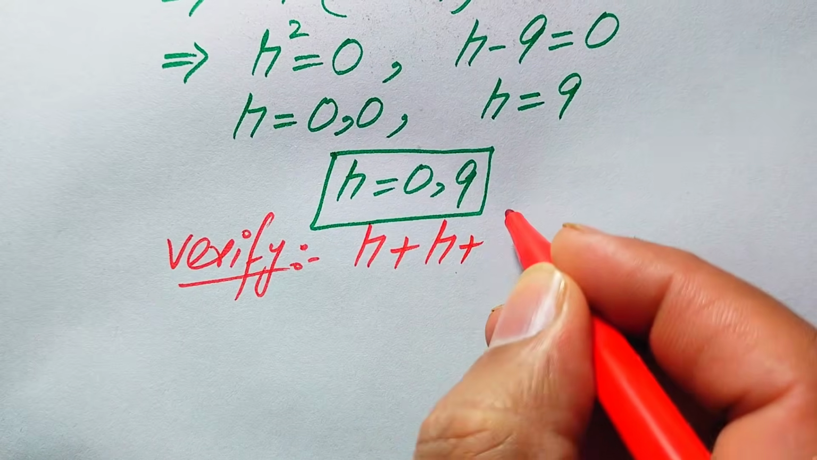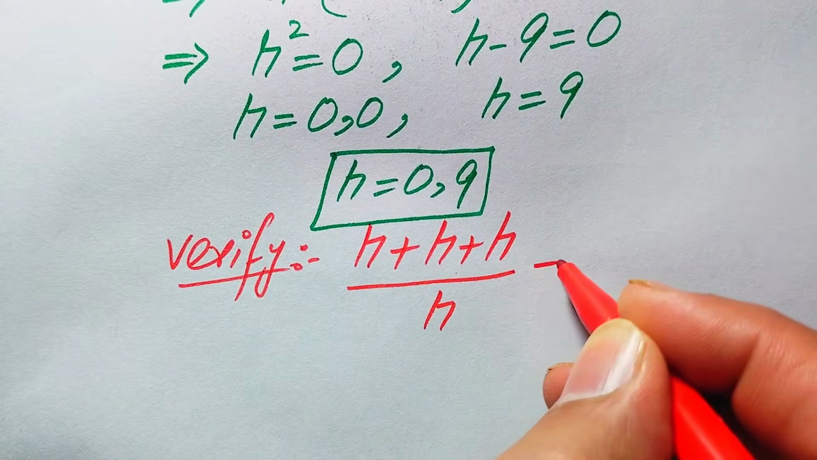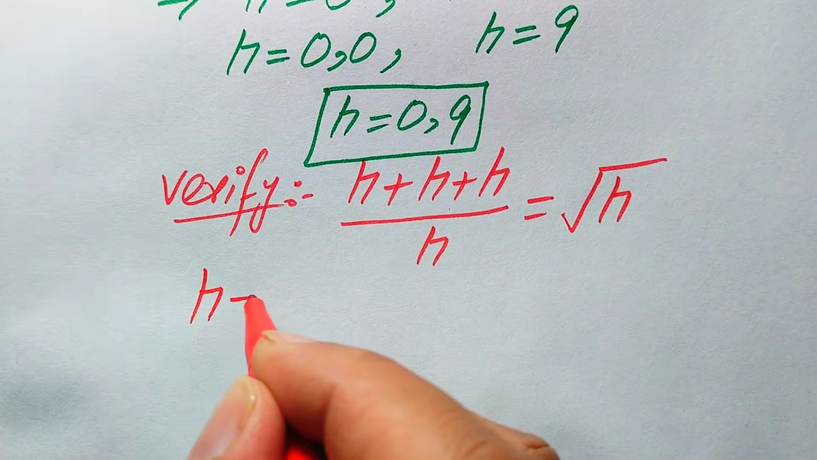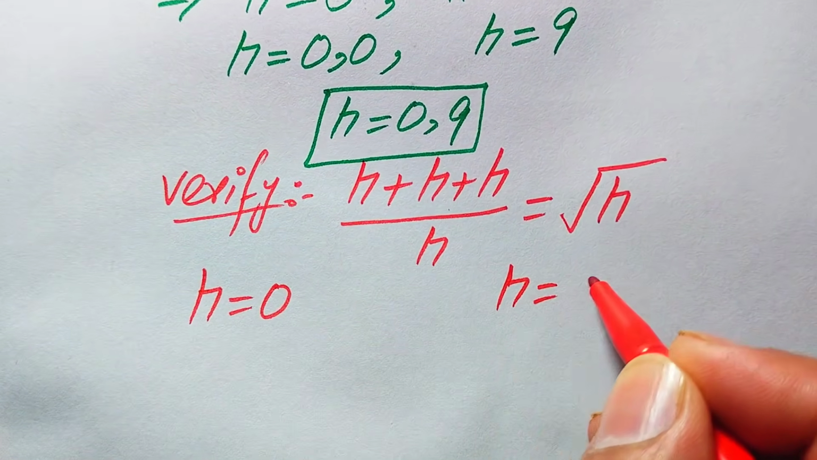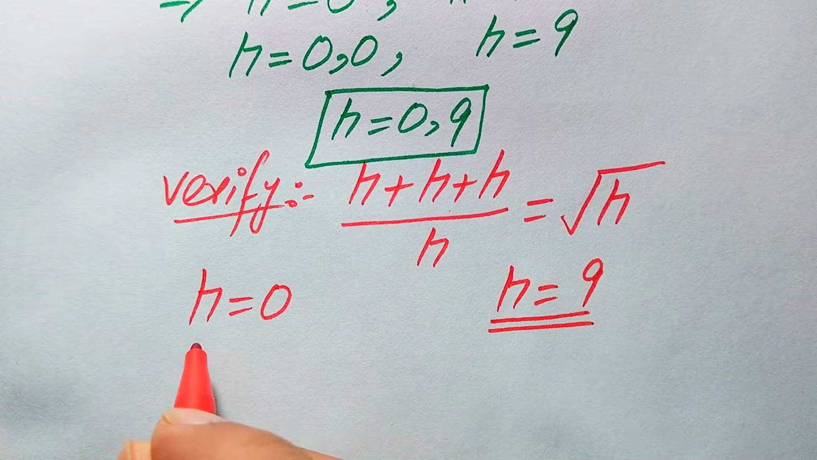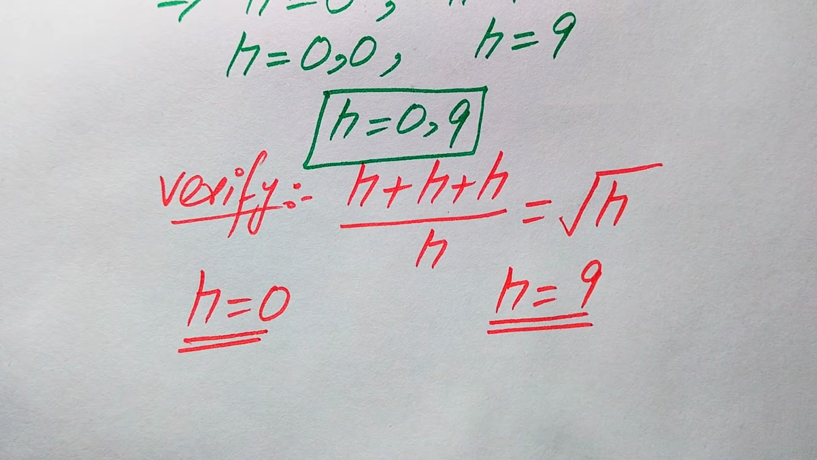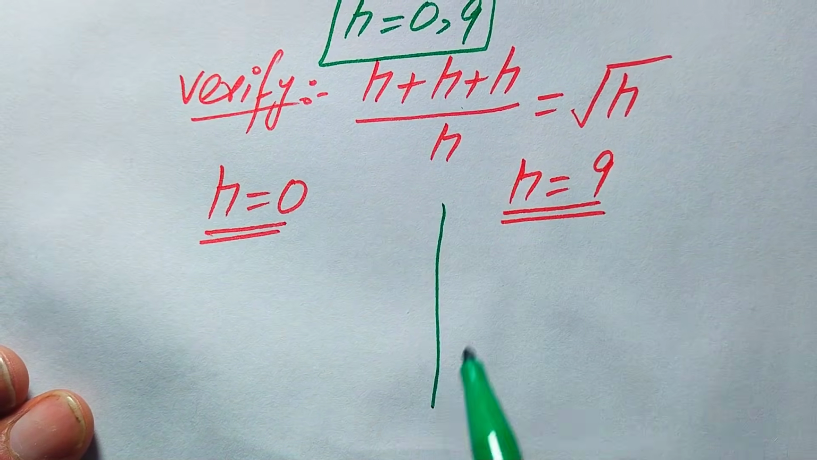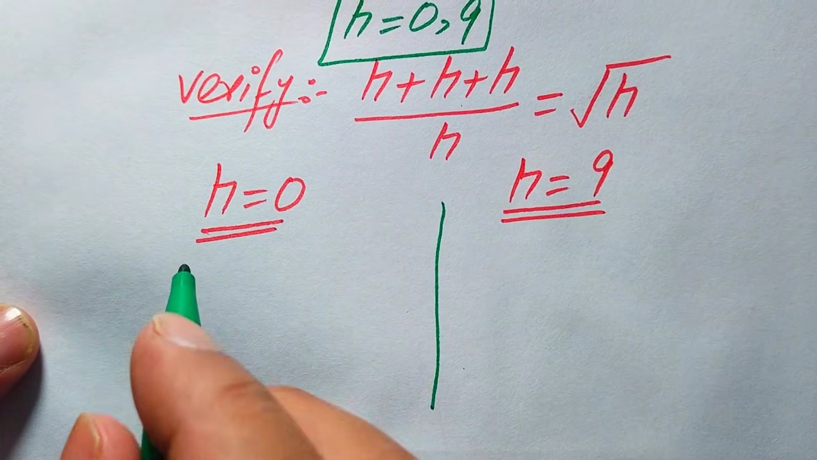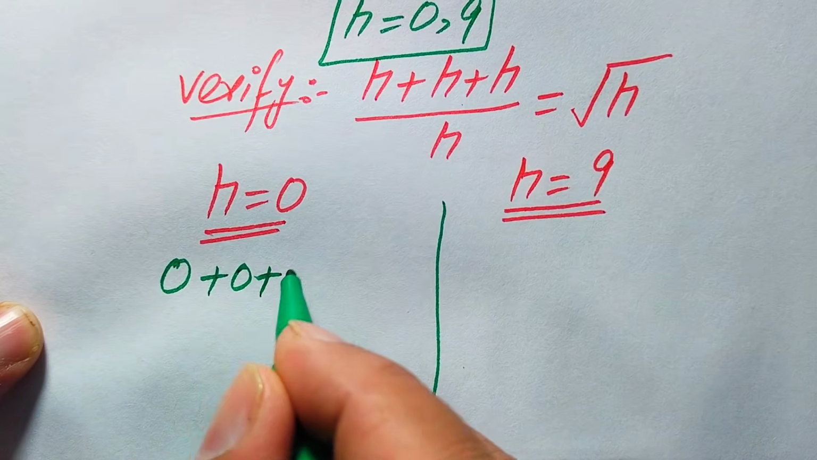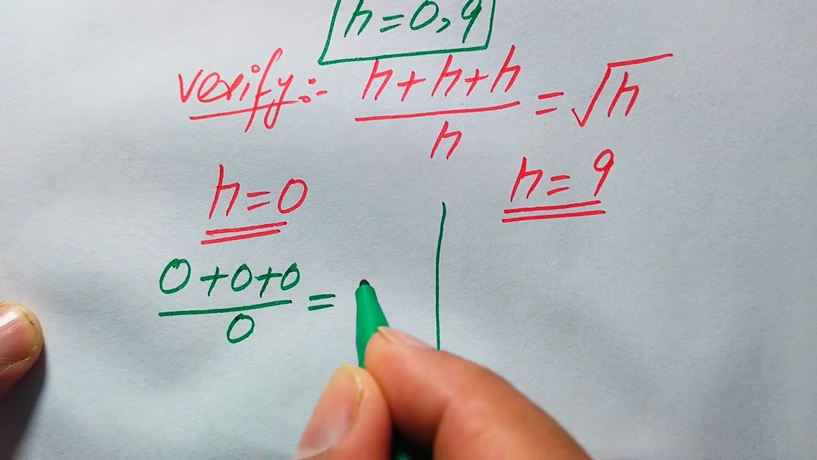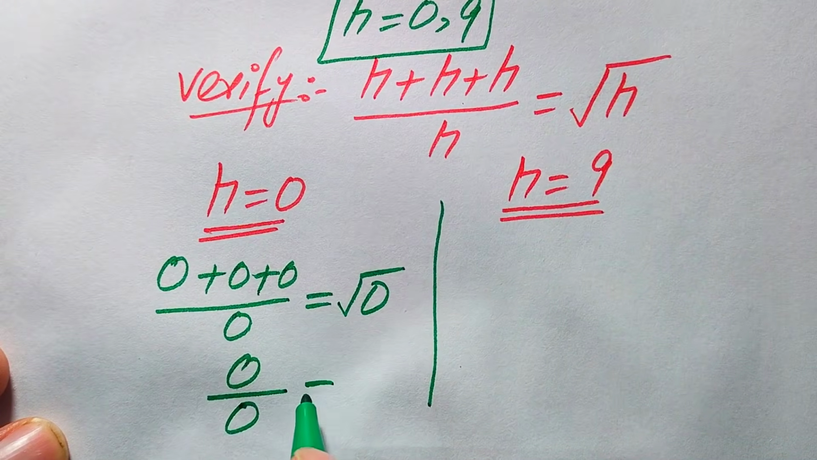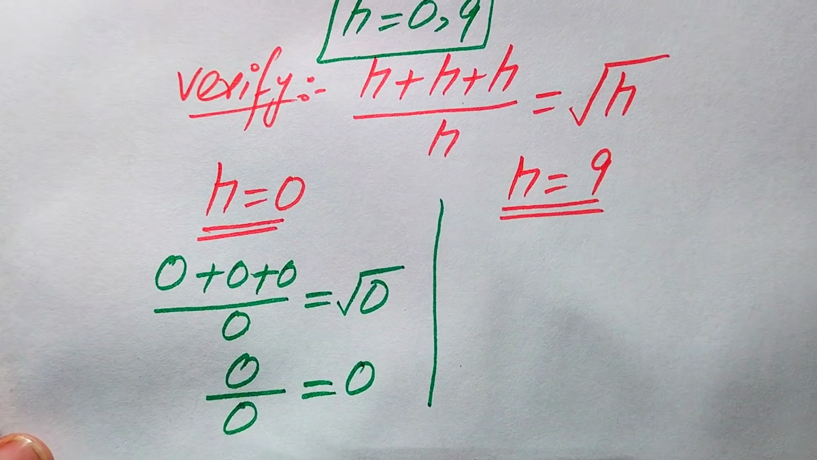Here it is: h plus h plus h divided by h is equal to the square root of h. On this side we substitute h equals 0, and on this side we verify h equals 9. So we verify both of these two roots. Now we substitute h equals 0 on both sides, and it is written as 0 plus 0 plus 0 divided by 0 is equal to the square root of 0. Here we obtain 0 divided by 0 is equal to the square root of 0, which becomes 0.